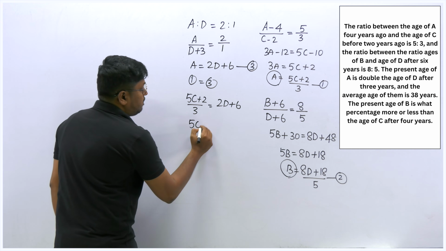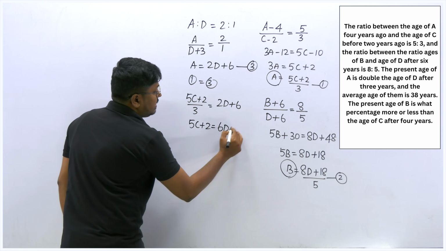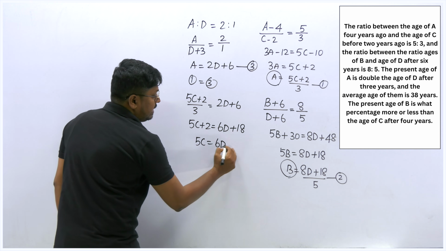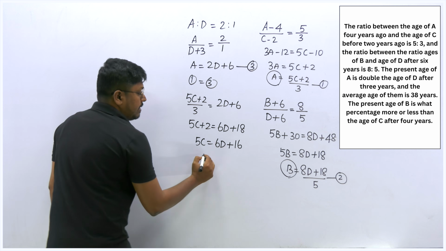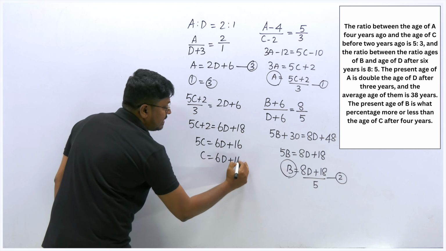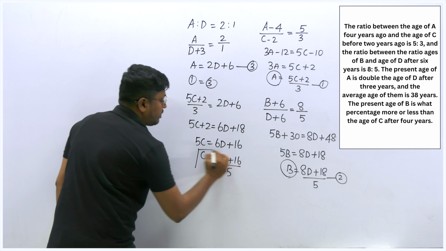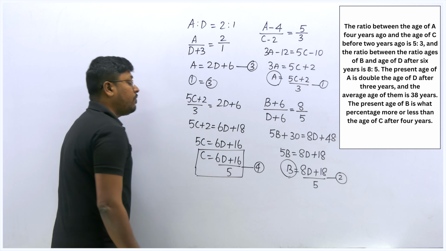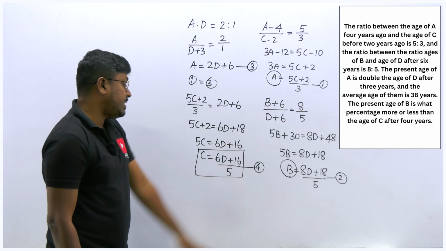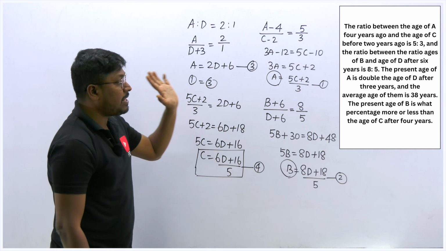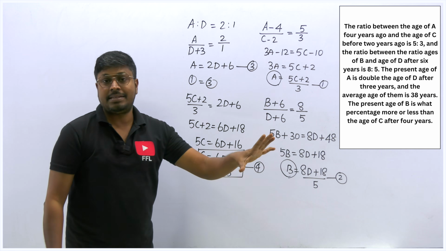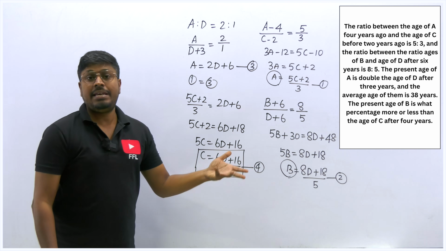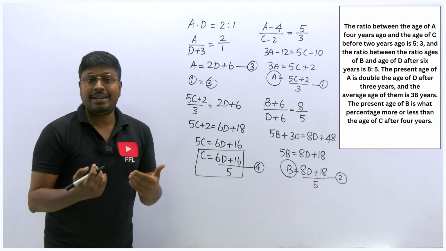So 5C plus 2 is equal to 6D plus 18. So 5C is equal to 6D plus 16. So C is equal to (6D plus 16) divided by 5. So friends, finally I got equation number 4, which gives the C value. So C is equal to (6D plus 16) divided by 5. So finally I got all the persons' ages, because the A value we found, B value, C value. D we can directly take as D to find the average of them.